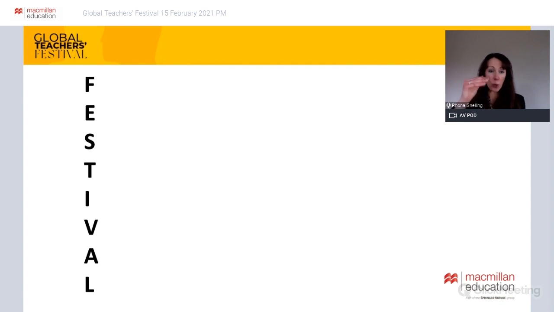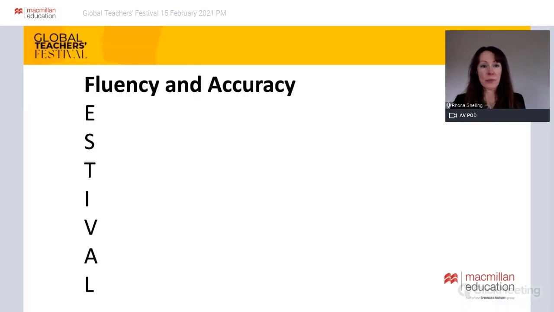So we're going to look at one way or technique to develop your students' speaking, and the name of that technique will begin with each of these letters. So first up, we've got the letter F, which stands for fluency and accuracy, because there's no way we can have a webinar about speaking and not mention fluency and accuracy. It's a huge topic, huge.